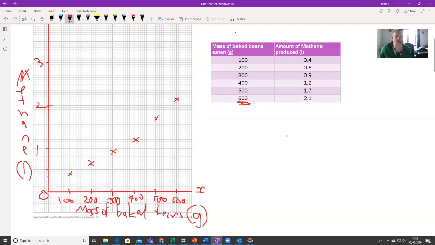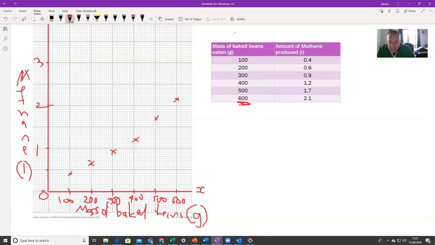So here are my plots. I've got 1, 2, 3, 4, 5, 6 plots that each match my x column, so my independent variable, my independent being the mass of beans, my dependent being the amount of methane. So here are my different points. Now, the next question will ask you to put in a line of best fit.